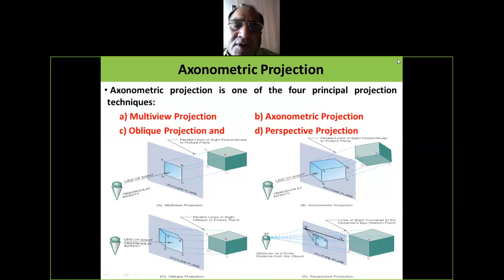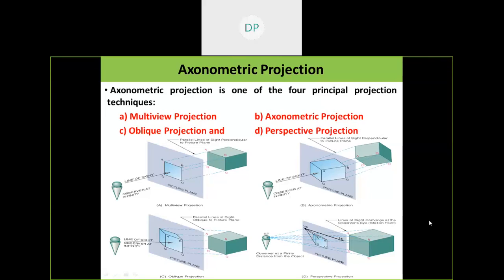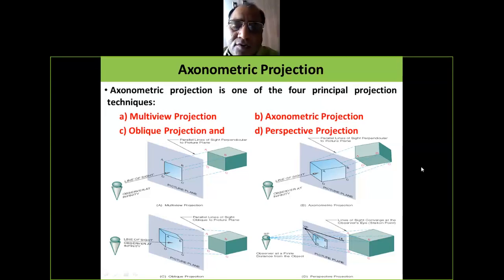It is a type of orthographic projection used for creating a pictorial drawing of an object where the lines of sight are perpendicular to the plane of projection and the object is rotated around one or more of its axes to reveal multiple sides.